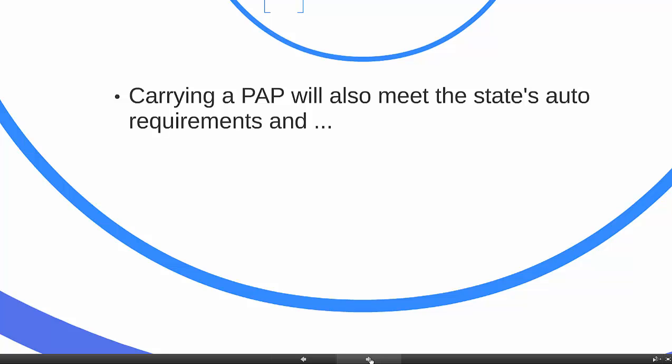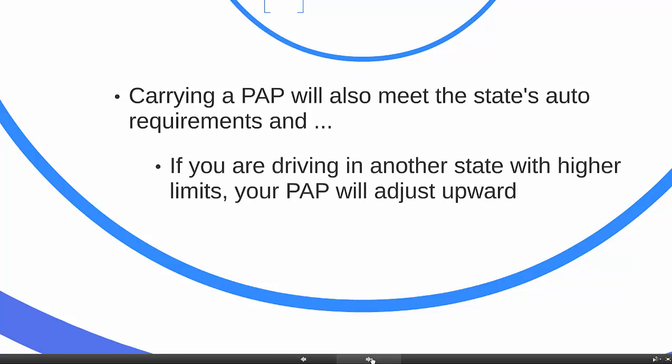Carrying a PAP, a personal auto policy, will also meet the state's auto insurance requirements. And if you are driving in another state with higher liability limits required, or in some cases uninsured motorist, your PAP will automatically adjust upwards. And so that's a big advantage to having a personal auto policy.